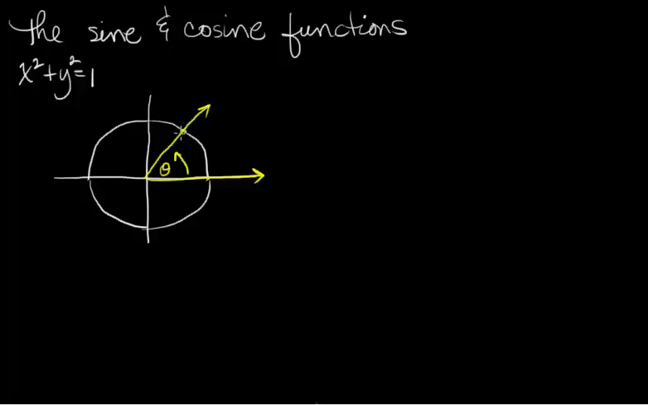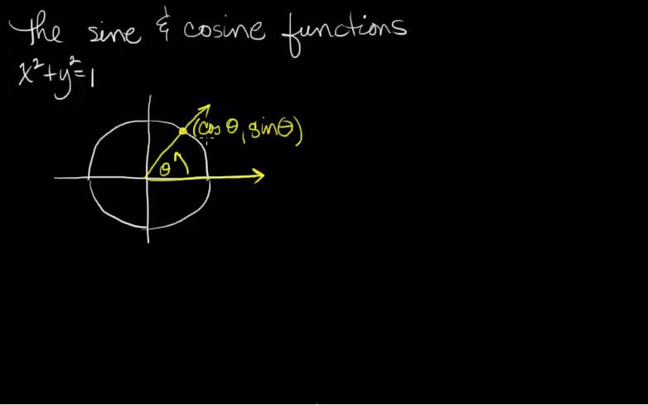Now, no matter what value of theta I give you, if theta is positive, we go counterclockwise. If theta is negative, we go clockwise. We have a particular stopping place, and there's only one terminal side, and it's going to intersect the unit circle at some point. This point has x-coordinate cosine theta and y-coordinate sine theta.